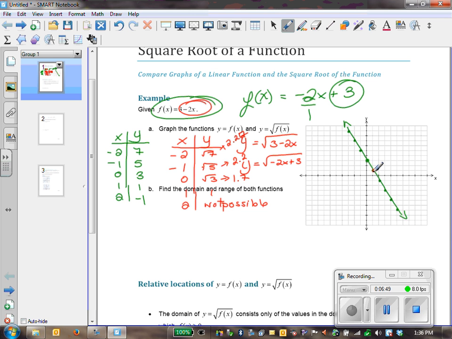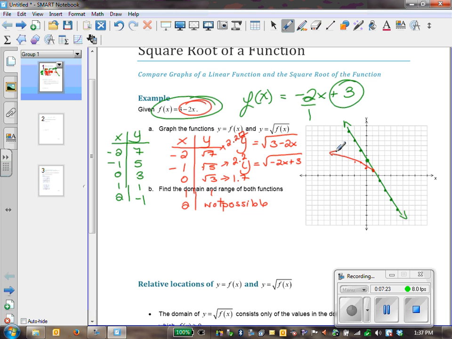Okay, so at 0, I'm at 1.7. And at negative 1, I'm at 2.2. And then at negative 2, I am at 2.6. Okay. So imagine that it's a line of estimate. Imagine that it goes through all of those points.